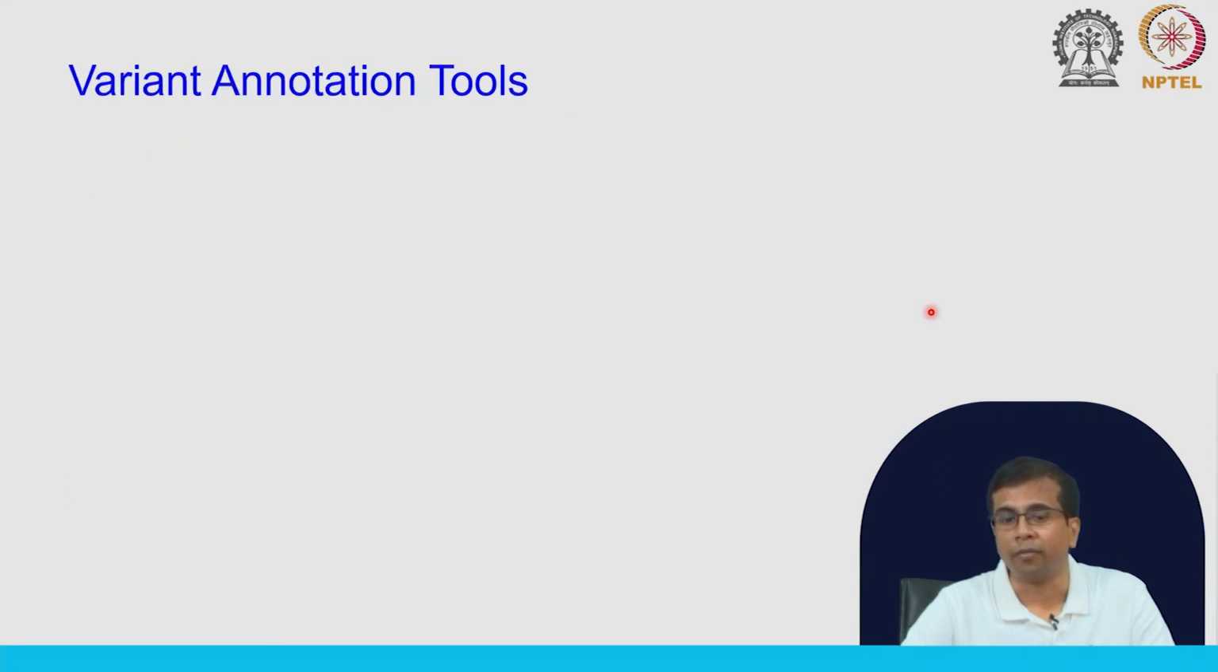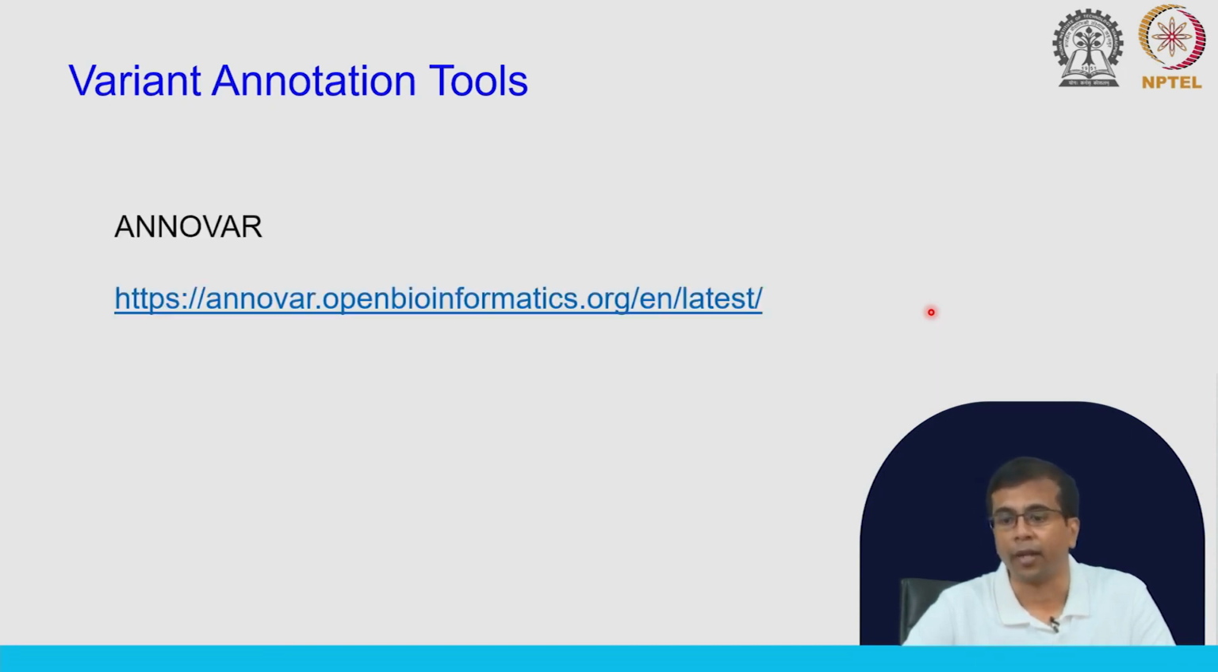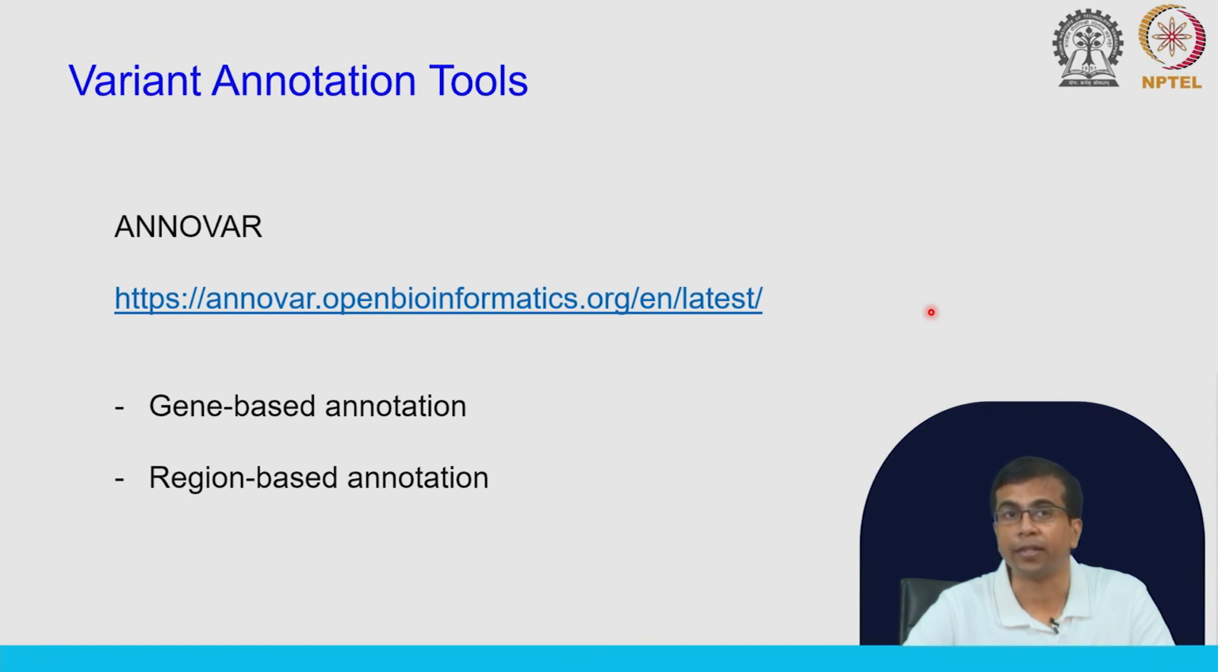Just a few words about the variant annotation tools. Here are some common ones, and of course there are many more out there. The first one is called ANNOVAR. You can go and check the link. You can have gene-based annotation or region-based annotation, looking at whether your variant affects certain functions of certain genes, or whether it is present in certain regions which might change gene regulation.